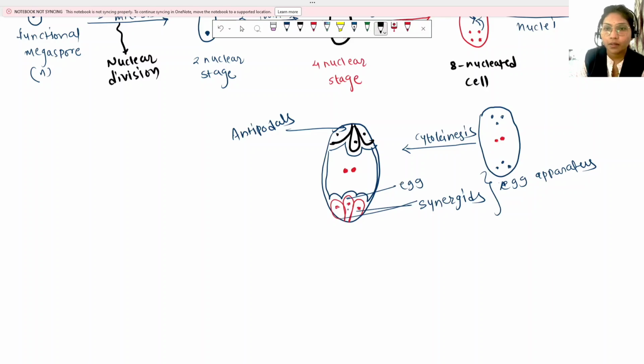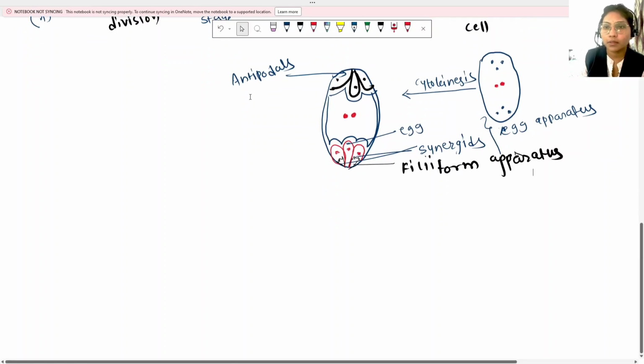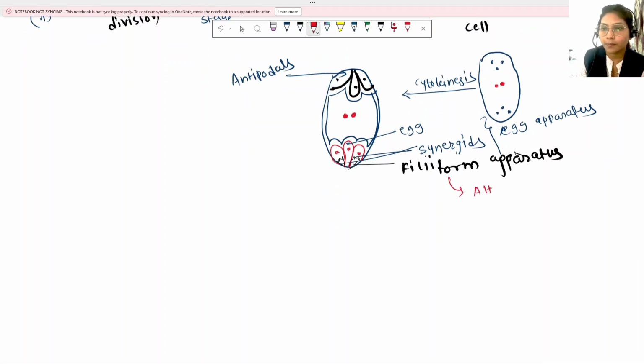Here there is one more structure. This is the filiform apparatus. The filiform apparatus will attract the pollen tube towards itself. The filiform apparatus will release some chemical to attract the pollen tube towards itself during fertilization.